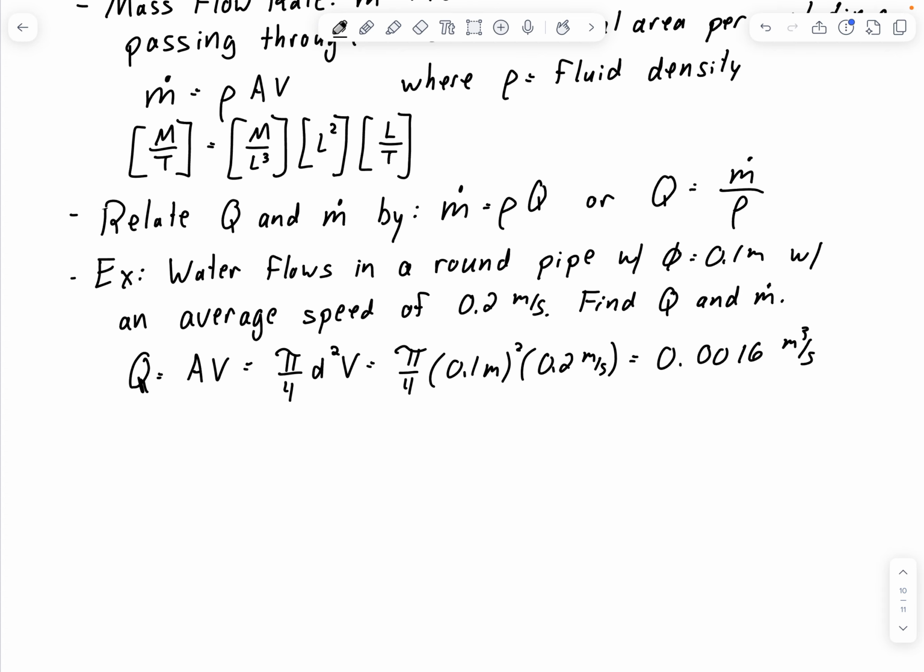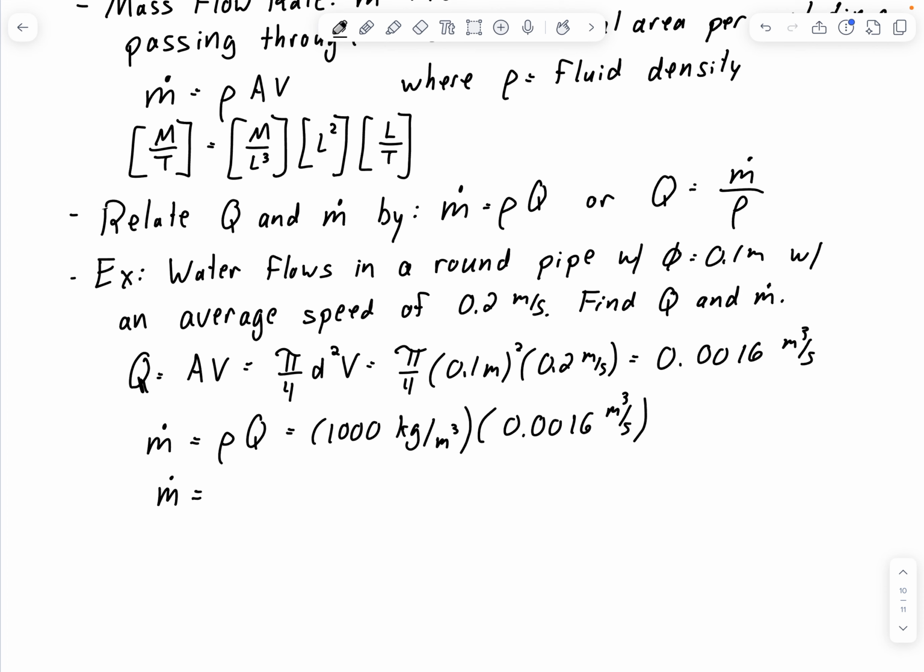From the volumetric flow rate that we just found, we can then find the mass flow rate by multiplying by the density of the fluid. So the density of water is 1,000 kilograms per meter cubed. We're multiplying that by 0.0016 meters cubed per second. And so we end up with a value of 1.6 kilograms per second as our mass flow rate.